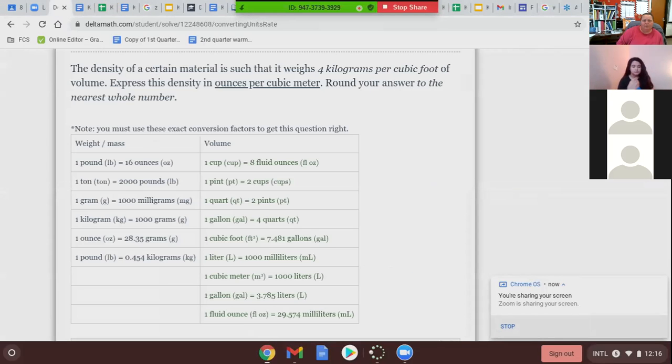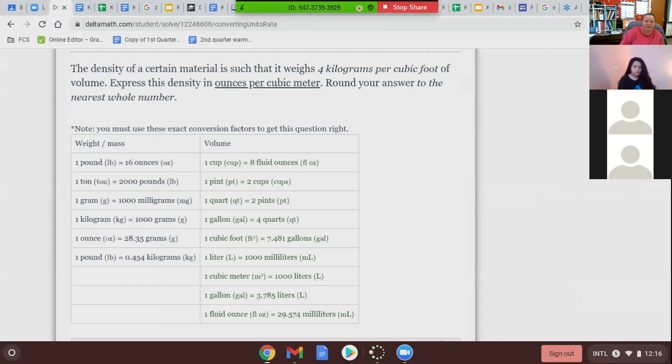All right, so you have ounces per cubic meter. So you have 4 kilograms per cubic foot, and you want ounces per cubic meter. Oh yeah, I need ounces. I didn't recognize it. So you'd have to go kilograms to pounds. I'd have to go kilograms to pounds.